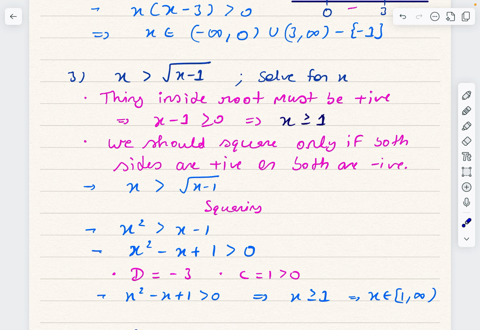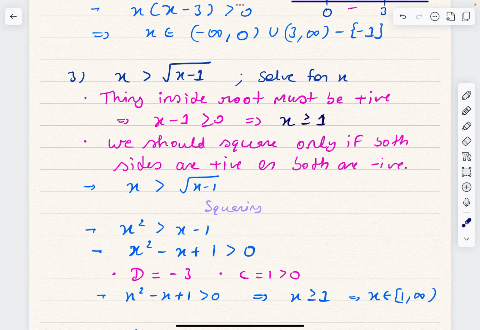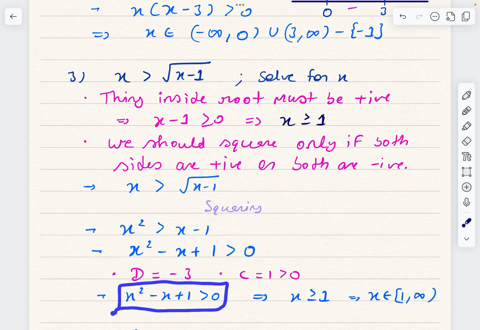In this particular case, we already have made sure x greater than equal to 1. So left side will be positive. Right side, I told you square root only gives positive values. So both sides are positive, we can square. On squaring, we get x square greater than x minus 1. Bring everything to one side, we get x square minus x plus 1 greater than 0. Now for this quadratic, when you find D, it is negative, so no real root. C is equal to 1, which is positive. That means this is always positive. That means all the values of x are allowed here. You can put anything, it will always satisfy.